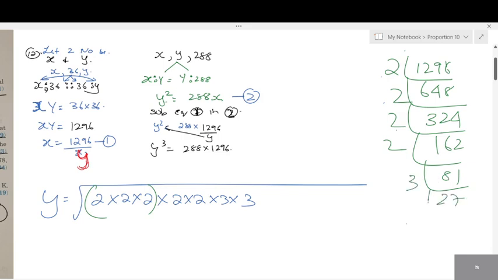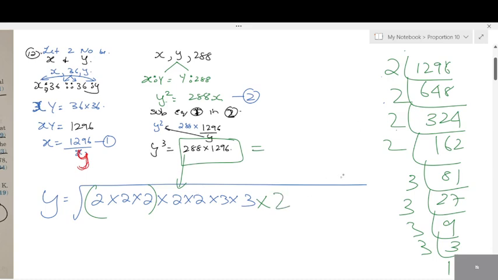3 into 27, 3 into 9, 3 threes are 9, 3 ones are 3. Write all these values. The first one which we solved is for 288. So don't multiply 288 into 1296 and then find the factors. It is going to be tough. You can write it like this separately. Next, write down all these values.